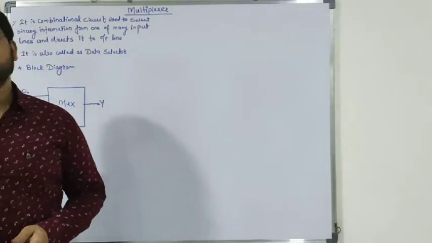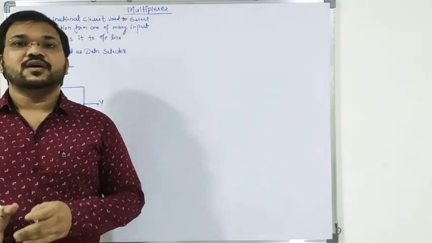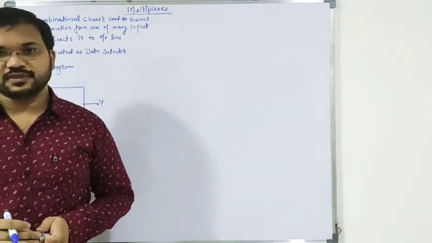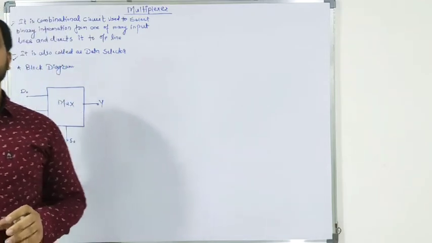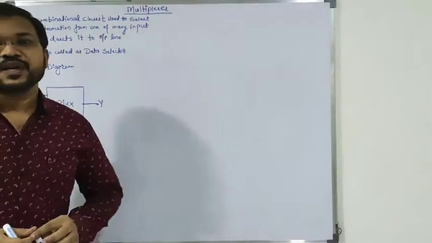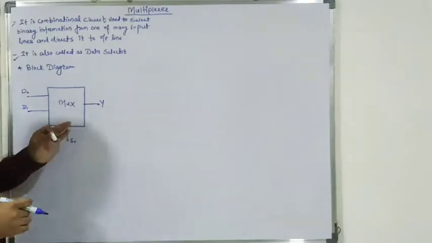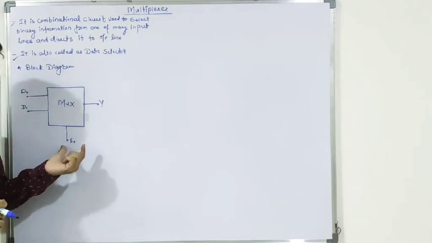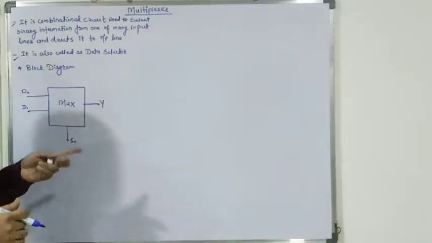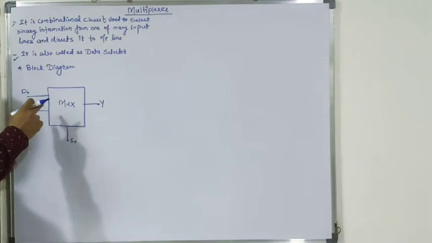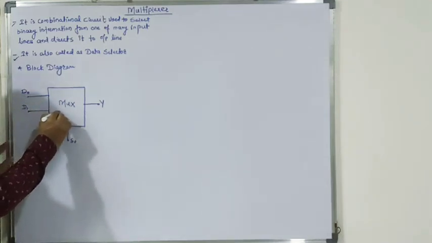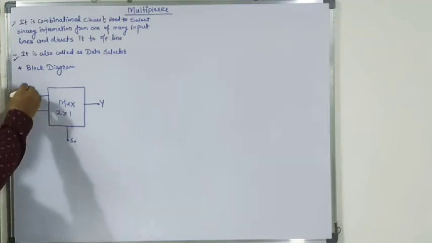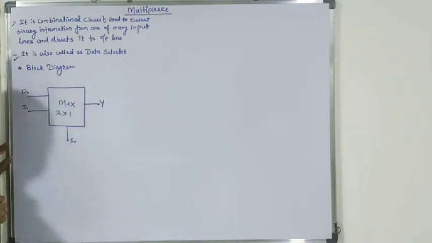As we know, in combinational logic, the output totally depends upon the input. Here in the multiplexer, the output depends on the select line. We can say that this is a 2:1 multiplexer, having two input lines and one output line.